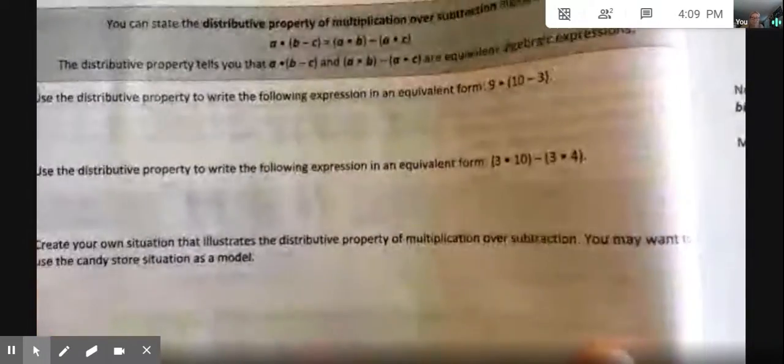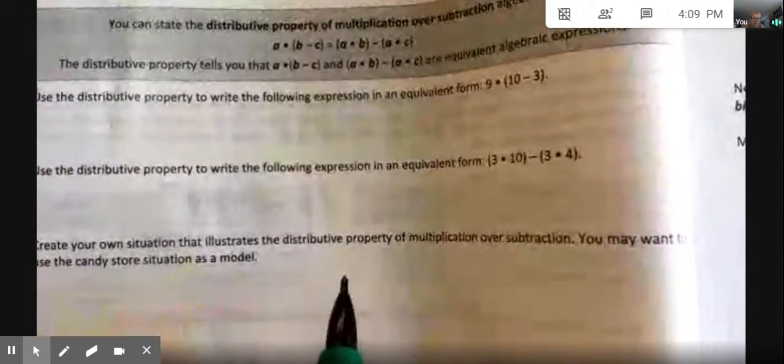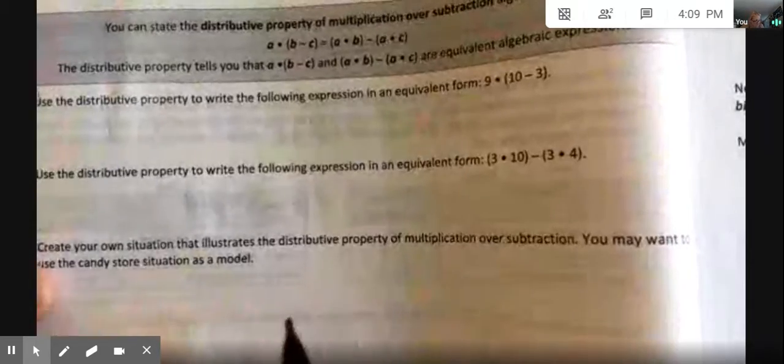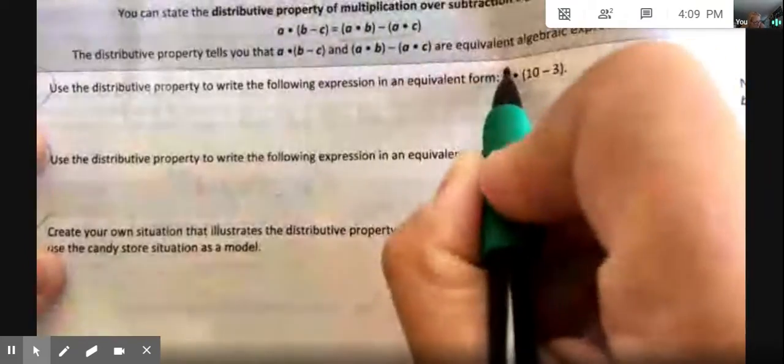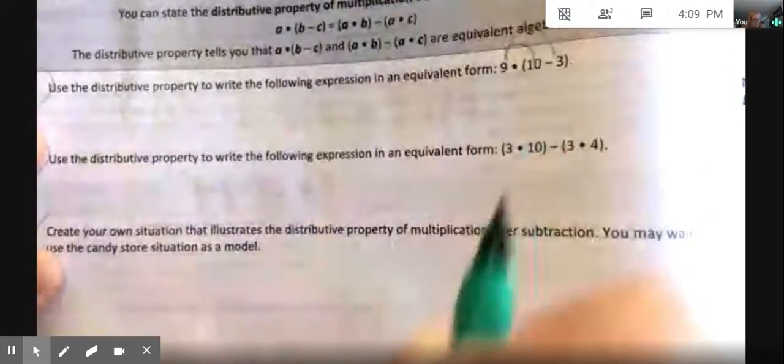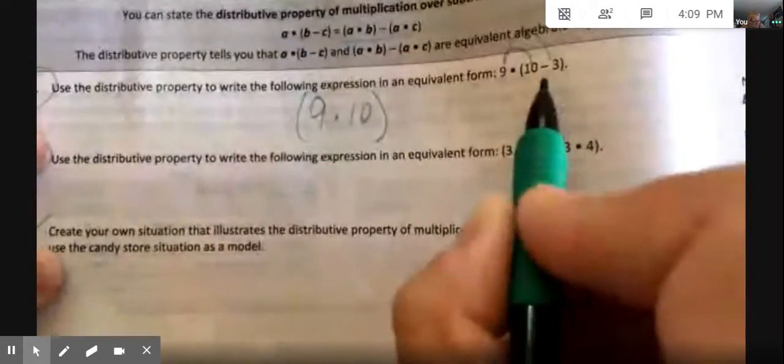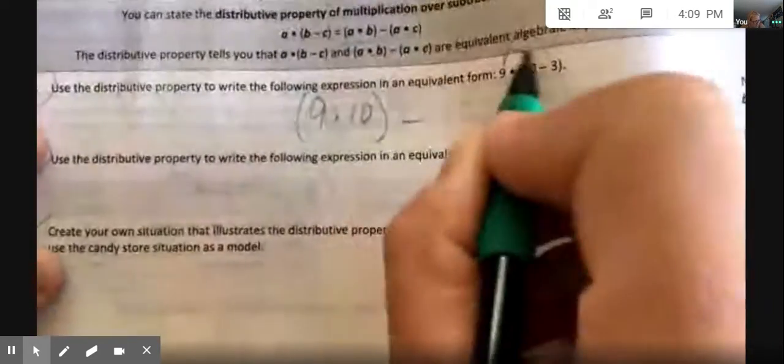All right. And again, we are not solving this. We are just practicing writing what the distributive property does. So we're taking the 9 and multiplying that into the parentheses. So we'll have 9 times 10 minus 9 times 3.